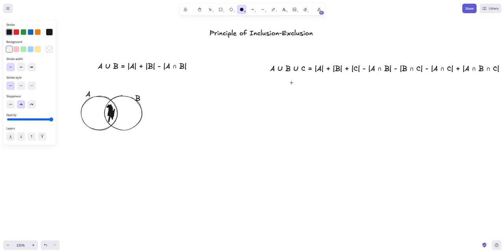Whereas when we have three variables, A union B union C, we do A plus B plus C minus all the intersections that we have: A intersection B, B intersection C, and A intersection C, and then we add A intersection B intersection C, because we've subtracted the intersections of these Venn diagrams three times, so we need to add it up. It would probably be better to show you visually, which is going to be something like this.